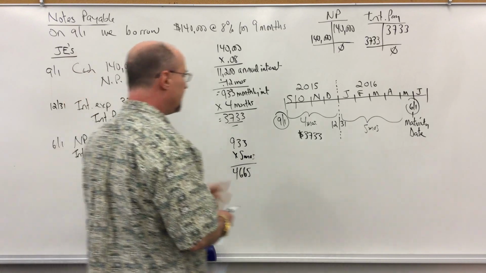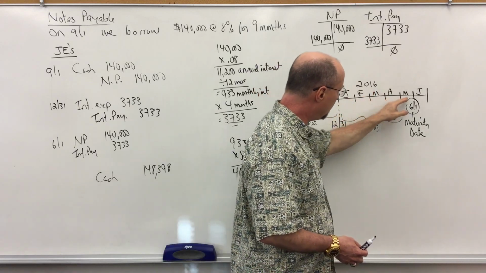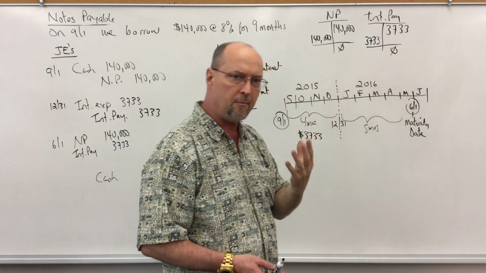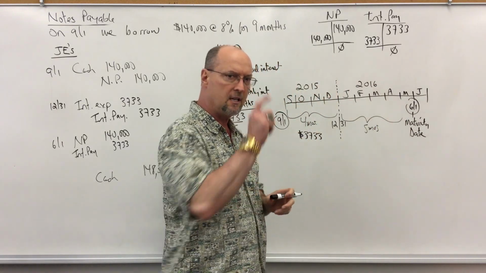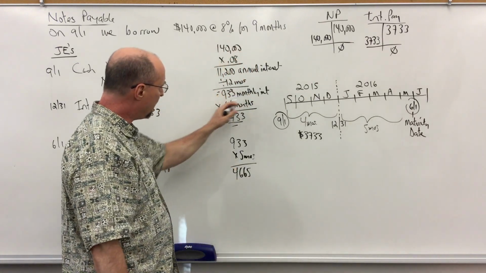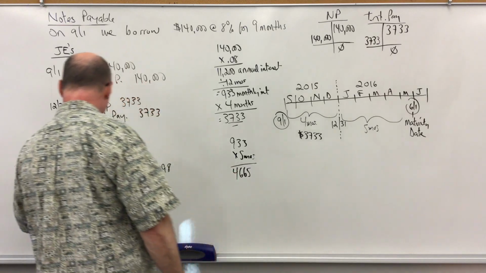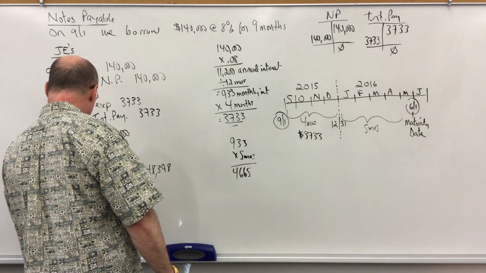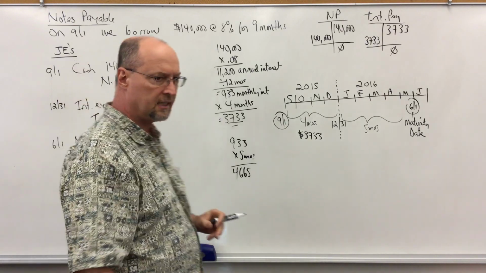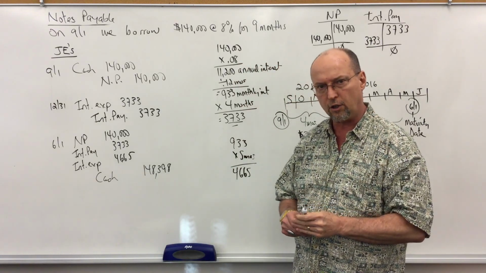And in the following time period, 2016, Jan, Feb, March, April, May, 5 months have now gone by. I have to accrue 5 months interest expense to record in the following year's income statement. $933 monthly interest times 5 months is $4,665. I'm going to debit interest expense for $4,665 to recognize the 5 months of interest that occurred in the following time period.